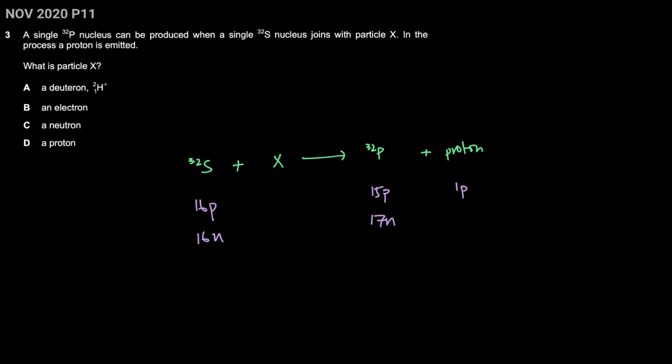So now if you look at the left-hand side and the right-hand side, on the left-hand side we have 16 protons, and on the right-hand side we have 15 plus 1, 16 protons. But here on the left we have 16 neutrons, whereas on the right we have 17 neutrons. So that means that we have one fewer neutron on the left-hand side. So particle X must be a neutron. So here the answer is C, that particle X is a neutron.